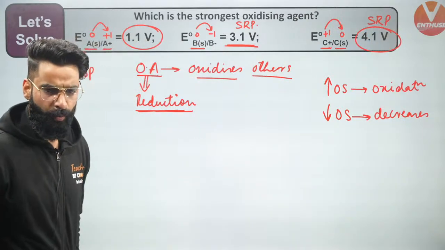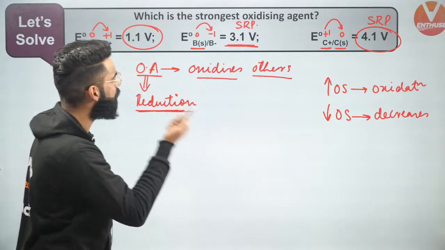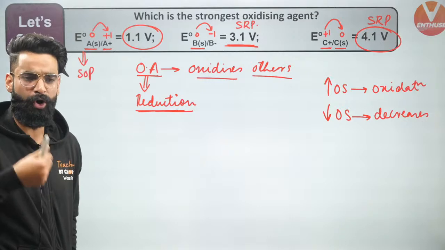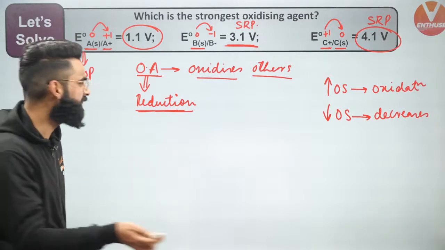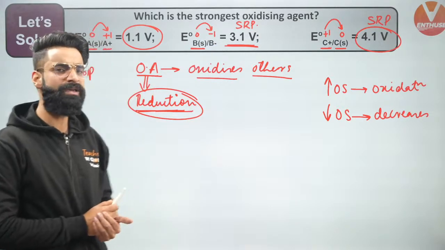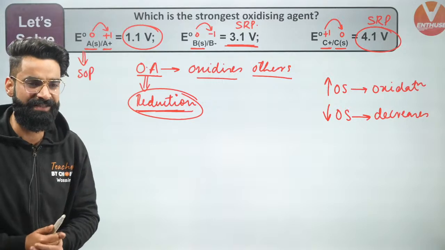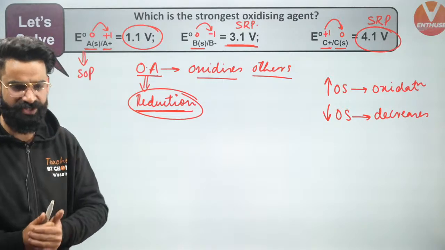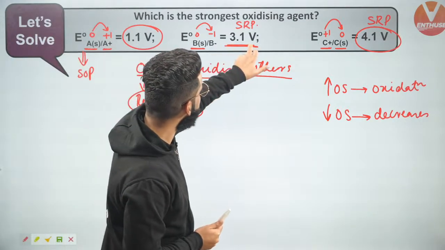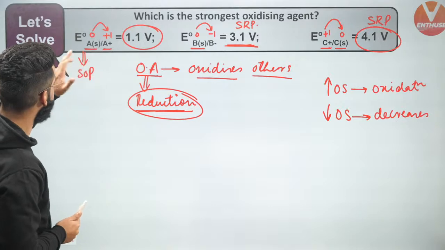Now what are we supposed to check? We are supposed to check which one of the following is the strong oxidizing agent. That one among the following will be the strong oxidizing agent which will easily undergo reduction. Which one will easily undergo reduction? That one which has the maximum standard reduction potential value right here. So people, this is the standard reduction potential value, this is the standard reduction potential value, and this is the standard oxidation potential value.